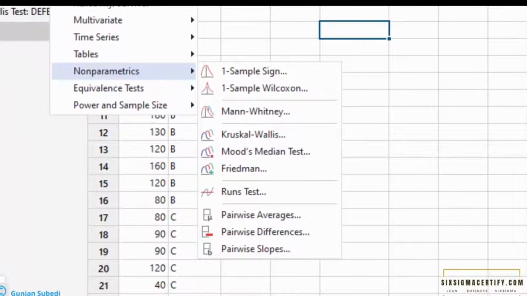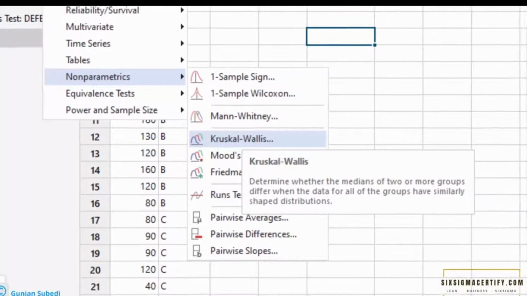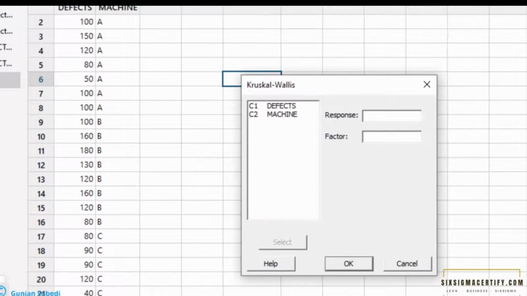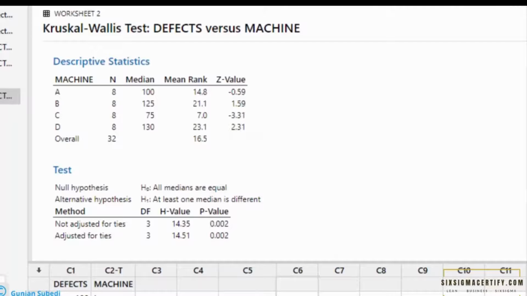As you can see here, there are different tests for the non-parametrics. We are interested in the Kruskal-Wallis, so we click on the Kruskal-Wallis. Here in the response tab, we select the defects. We can double click the defects or highlight the defects and then click on Select. On the factor, we select the machine and at last we click OK. We see here that the Kruskal-Wallis test for defects versus the machine is produced.